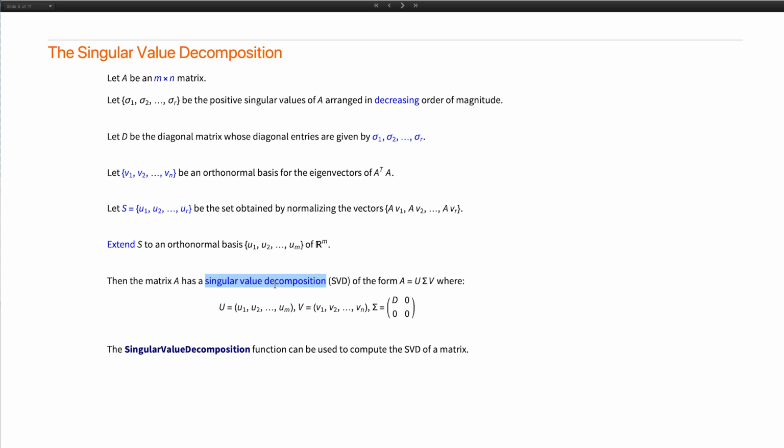Now, fortunately, we have a very nice function called singular value decomposition. It will do that for you automatically, so you don't need to worry about doing all this yourself unless you really need to check something.